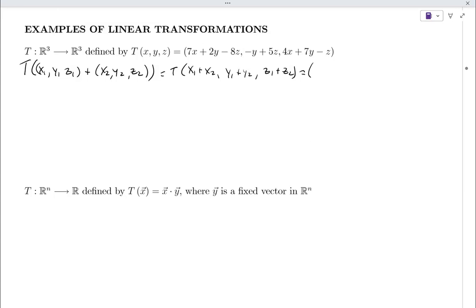This one, when we do the output, we'll put the x1 plus x2 in where we see the x, the y1 plus y2 where we see the y, the z1 plus z2 where we see the z, and I've got to do it in all three components, so I've left myself not enough room.